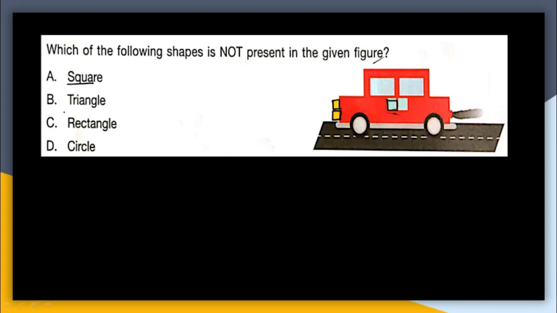But let's just check the other options also so that we are sure. Rectangle. Yes, rectangle is there. See, this is a rectangle. These windows are rectangles. Then for circle you have circular wheels. So which is the one which is not present in the given figure? The shape which is not present in the given figure is definitely triangle. That is option B.